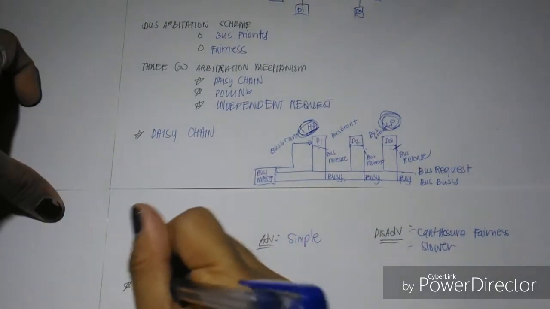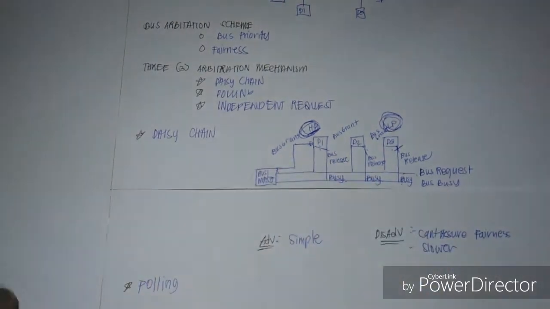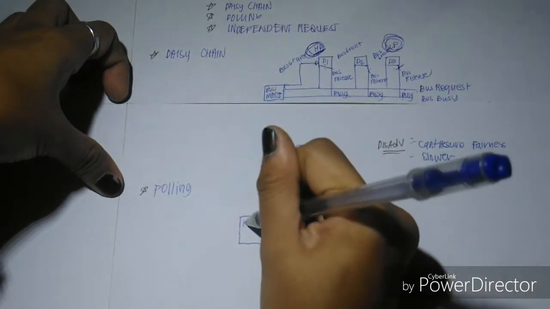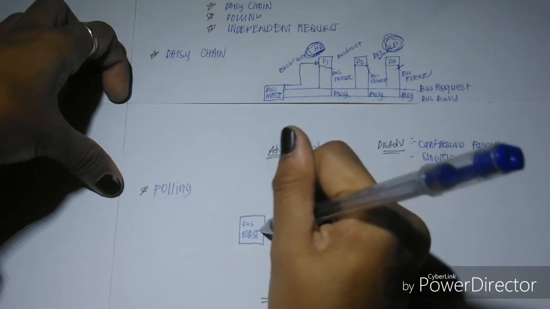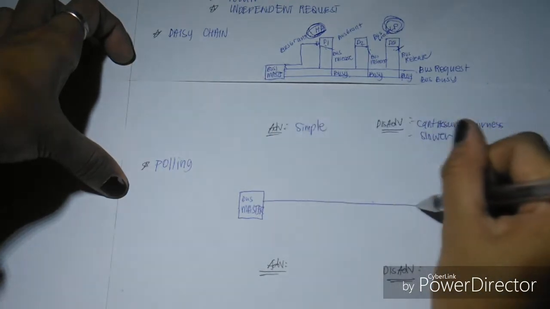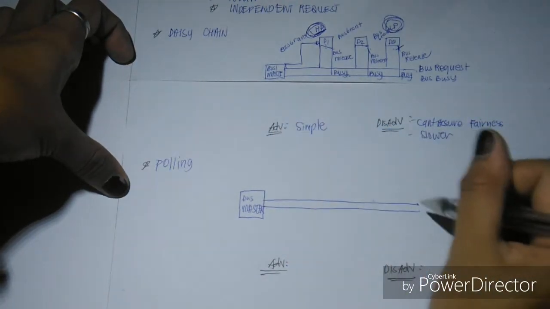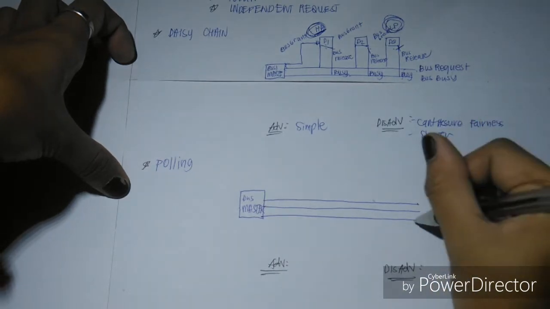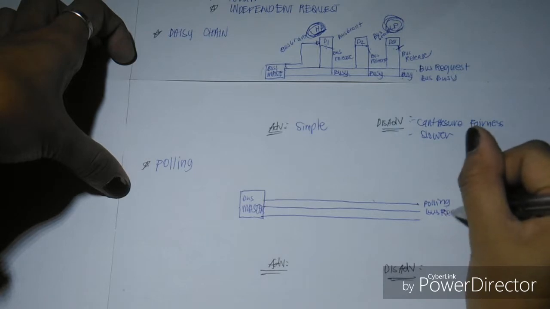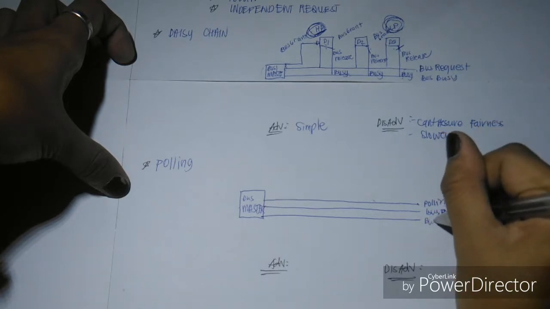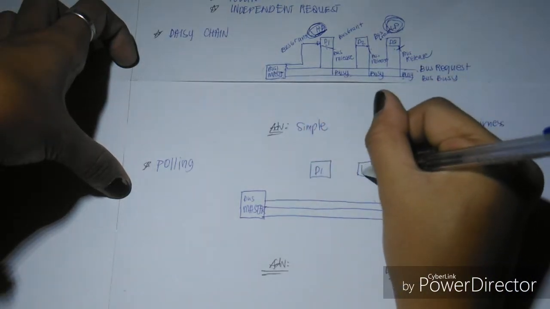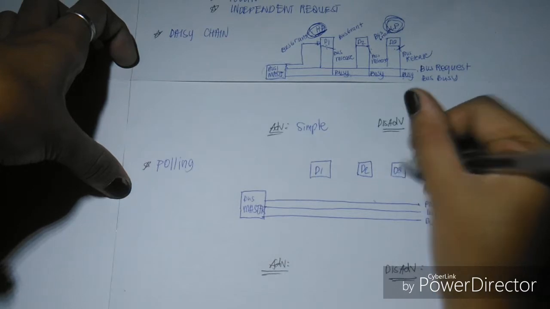So, yung sunod naman is polling. So, ito. Bus master. Tapos, may 3 lines naman to. Unlike dun sa daisy chain, 2 lines lang. So, yung first line is polling, bus request, and bus BC. Then, 3 devices ulit. 1, 2, and 3.